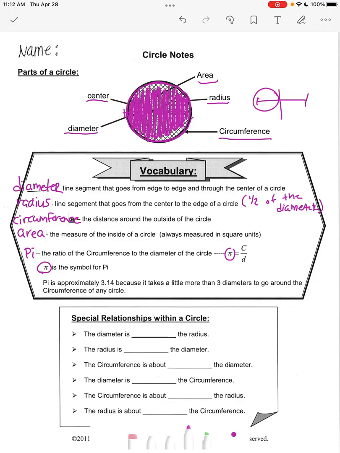Okay, so special relationships within a circle. This is just how the circle relates to itself. So the diameter is 2 times the radius. If you had a diameter of 10, your radius would be 5, because 5 times 2 gives you 10. Or it could also be said the radius is half the diameter. If we had a diameter of 10, divide that by 2 and we get 5.